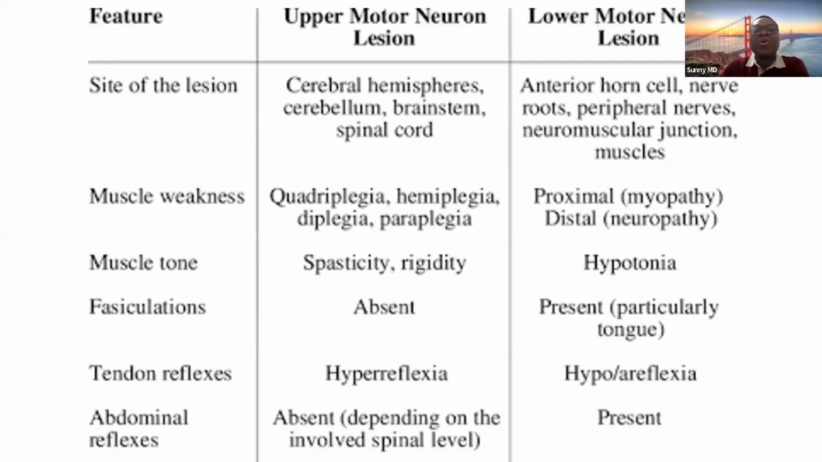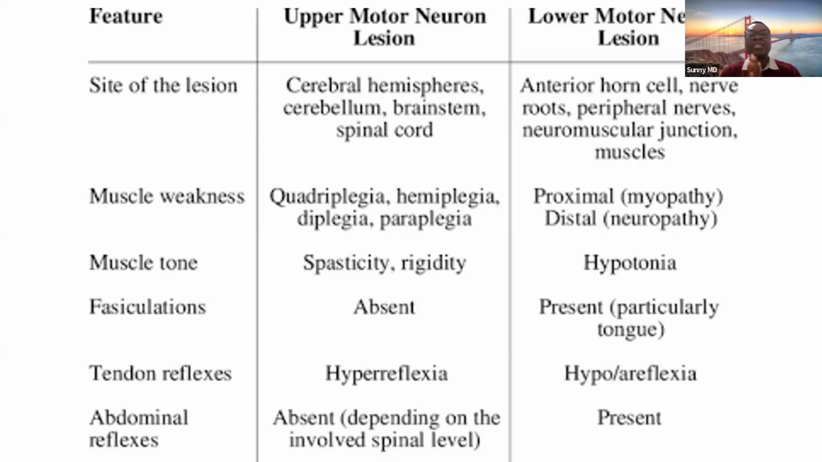Okay, but lower motor neuron weakness is usually described as distal or proximal. Proximal essentially means they affect more of the muscles, okay? And distal, of course, suggests that it's a neuropathy. If it is a non-pyramidal type of weakness, then it's obviously a lower motor neuron weakness, and it could be distal or proximal. Increased reflexes and tone are seen with upper motor, and decreased reflexes and tone are seen with lower motor. And fasciculations are usually absent in upper motor and present in lower motor.